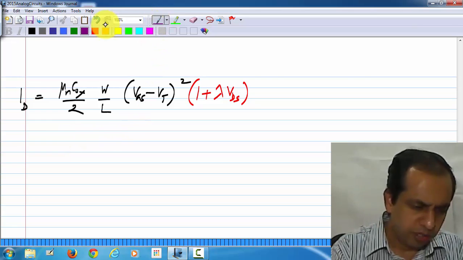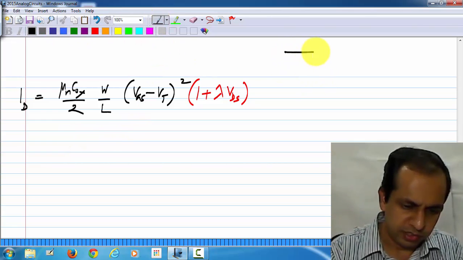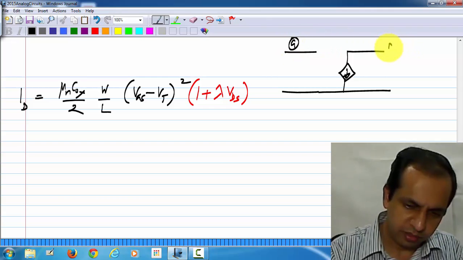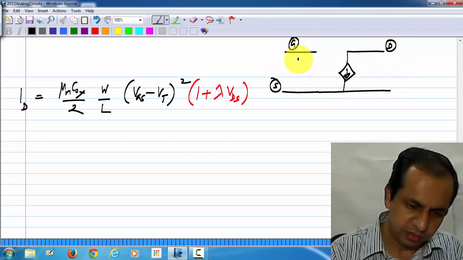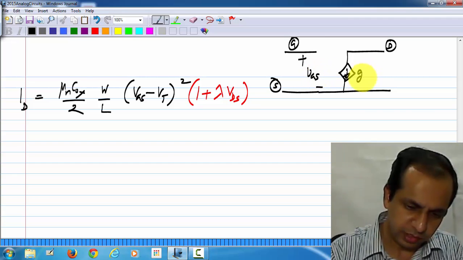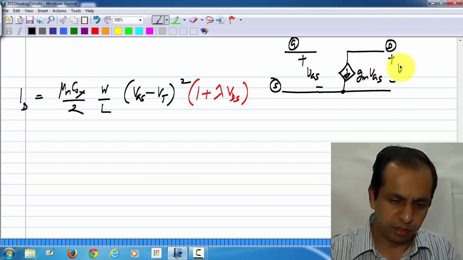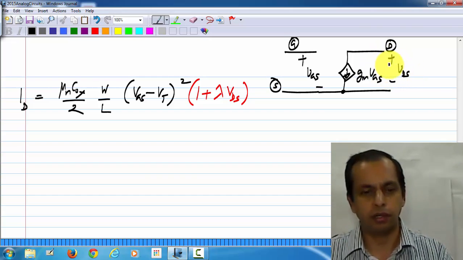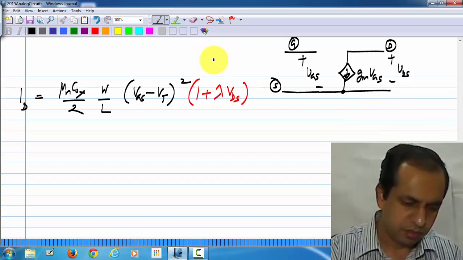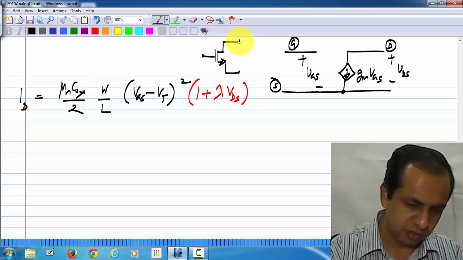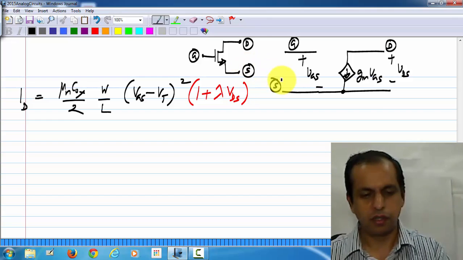So, the small signal model, so far as we know, consists of just the GM. This is the gate, this is the drain, and this is the source, this is VGS, and this is GM VGS. And this is the incremental VDS. This, by the way, is the small signal incremental model, and the symbol for the MOS transistor itself is like that.